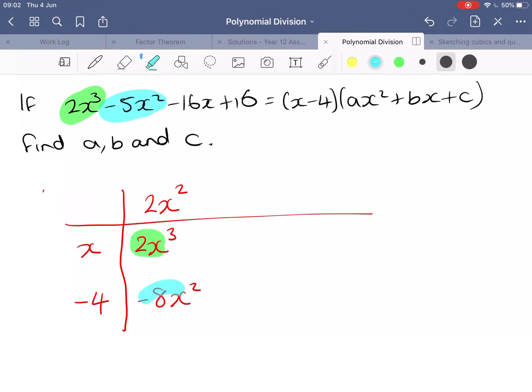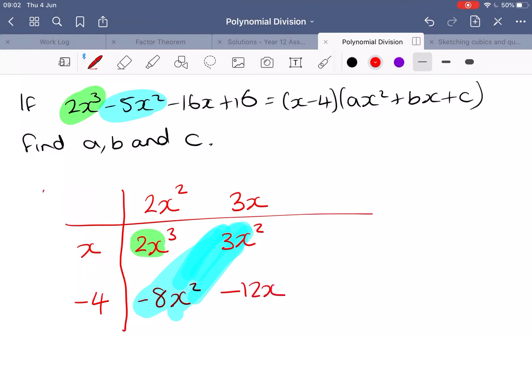Well, I want minus 5 of them. So those two bits are where the x squareds come from. So I need 3x squared, because then 3x squareds and minus 8x squared makes minus 5x squared. So that becomes 3x on the top. Fill in the column. I've got minus 12x.